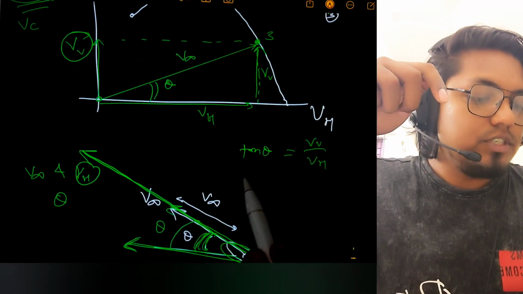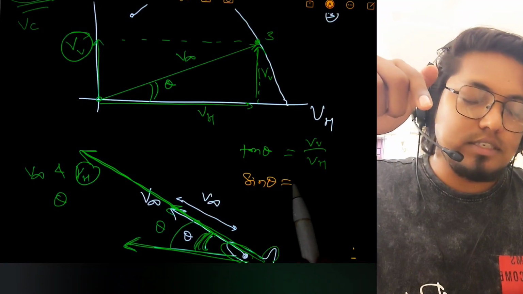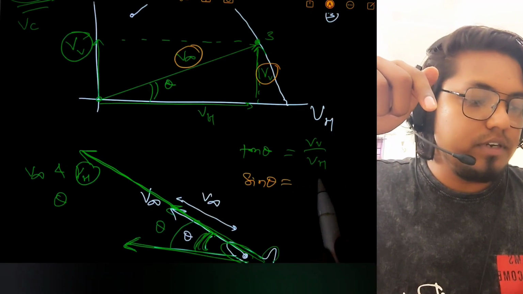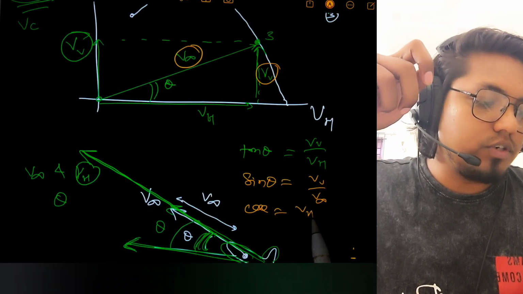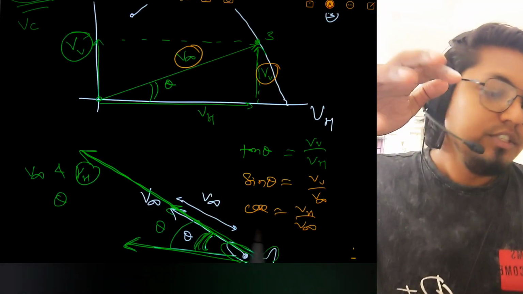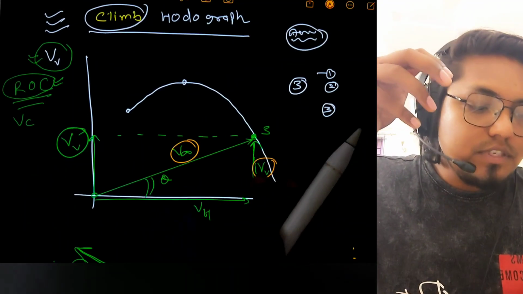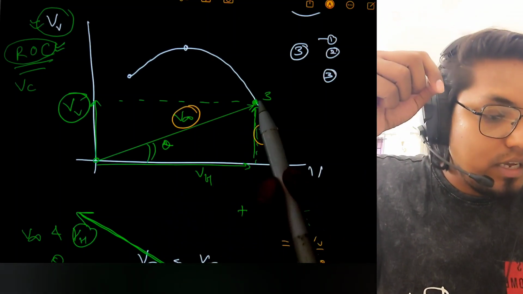And next thing, you can also find out using sin theta. Sin theta is nothing but V vertical by V infinity, or cos theta is nothing but V horizontal by V infinity, correct? Okay, so now what is the physical importance we are having of the point 3?